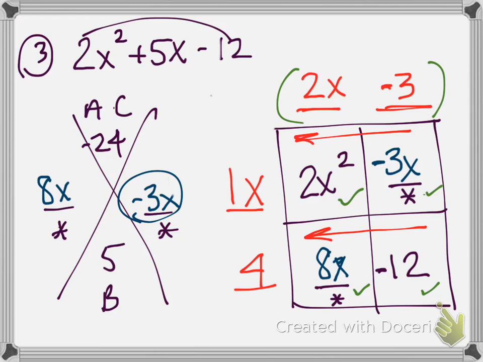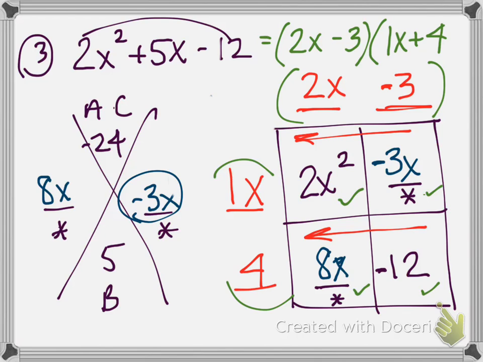So this is one set of parentheses, this is my other, and I have it factored. So equals 2x minus 3 and 1x plus 4. And no, you don't need to write the 1. I just put it there to show the factor. Whew, okay, hopefully the next one goes much more smoothly.